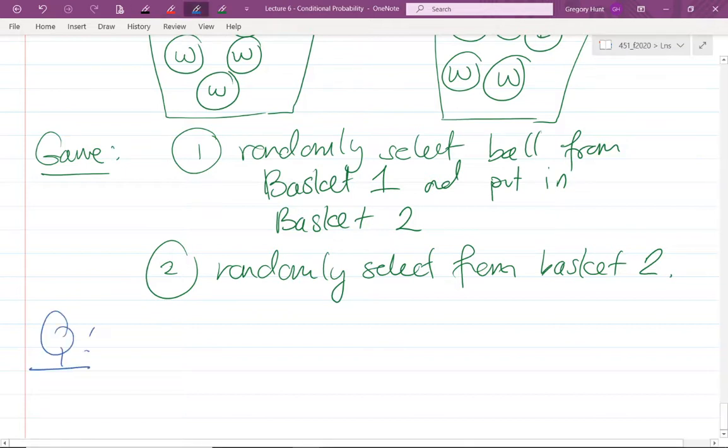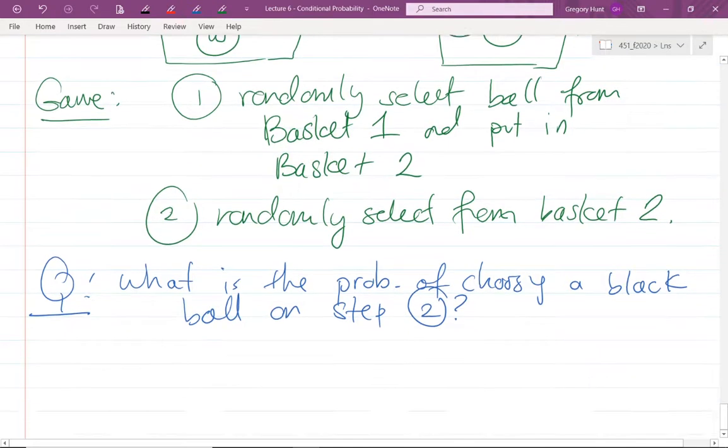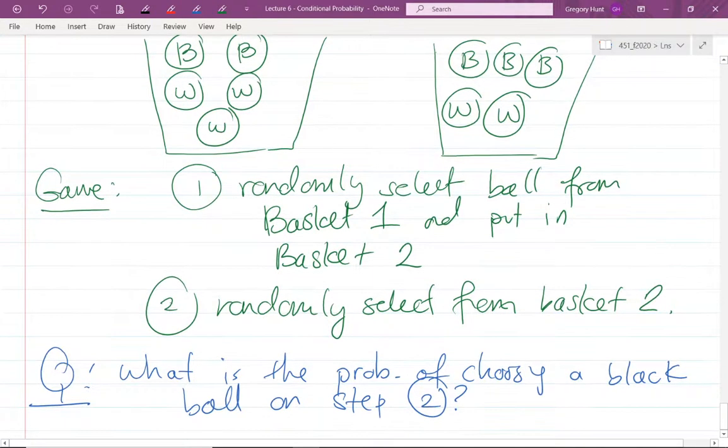Here's the question. What is the probability, assuming everything's equally likely, any selection is equally likely, of choosing a black ball on step two? So there should be some probability. But this is not obvious unless you can use the right conditioning argument. Randomly select one from basket one, put it in basket two, mix them around, randomly select one from basket two.